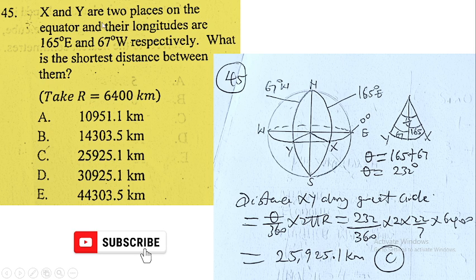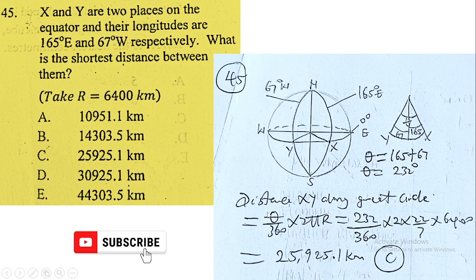So we can find the angular distance between X and Y by finding the difference between these two angles of longitude. Because they are in different hemispheres, we can find the angular distance by adding them together. Of course, another way is by going through this diagram to find the angular distance. Since they are in different hemispheres, we need to add them together. That will give us 165 plus 67, and that gives us 232 degrees as the angular distance.